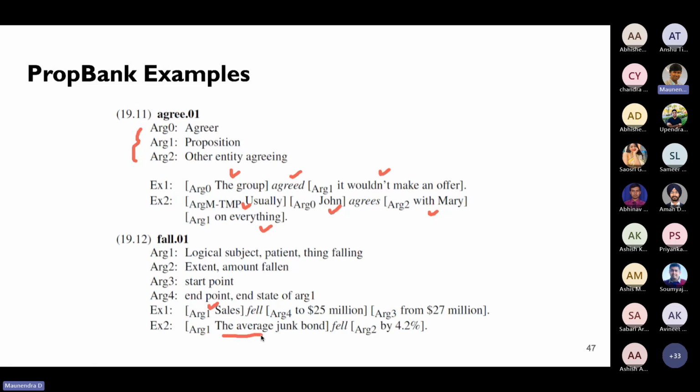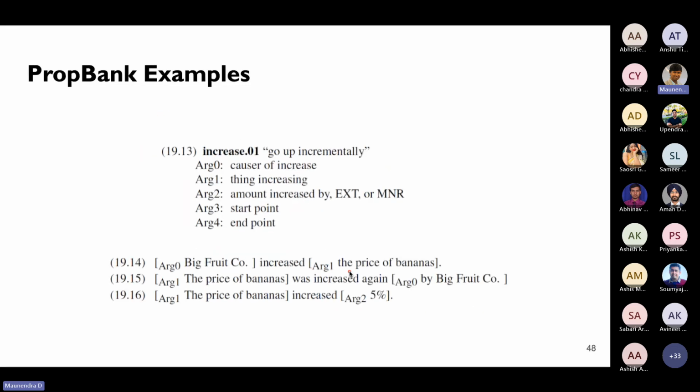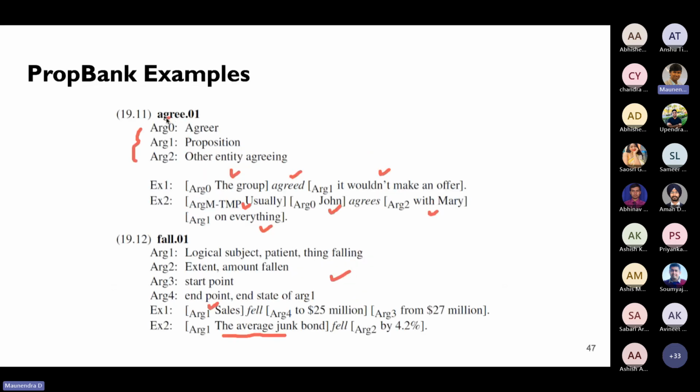And then, the average junk bond fell by 4.2%. So arg2 is the extent or amount of change. Again, we have examples. We have segmented them into different arguments, and for each argument, we have also listed why it is marked as that argument. Similarly, there could be many other things. Here, the word agree can be used in many senses. This is sense number 1. There could be agree.02, which is sense 2 for agree. Similarly for fall, for increase, and so on.